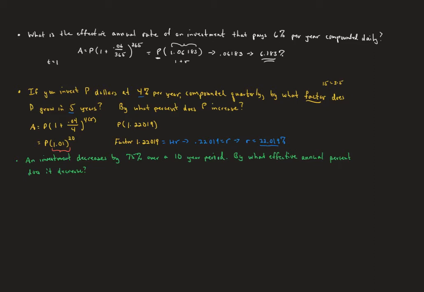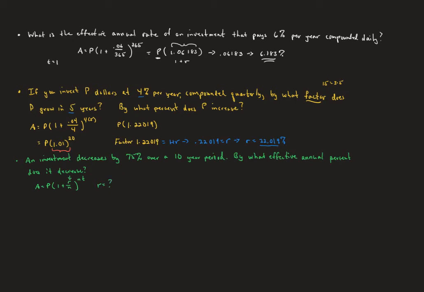Okay, so let's look at the next one. Now here we have an investment decreases by 75% over a 10-year period. By what effective annual percent does it decrease? So again, we're starting with our formula that we are in most of these here, where we have our compound interest formula, and we want to know what effective annual percent does it decrease. That means what we're looking for here is what is the R.